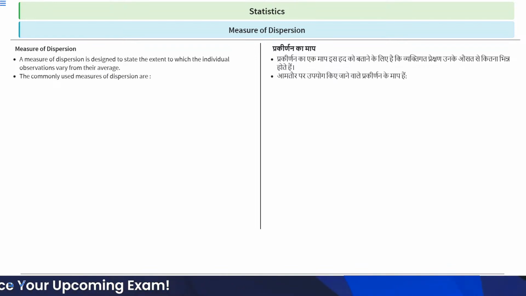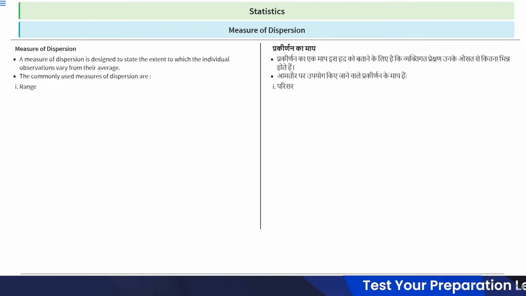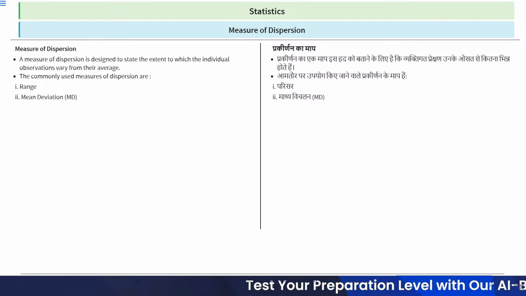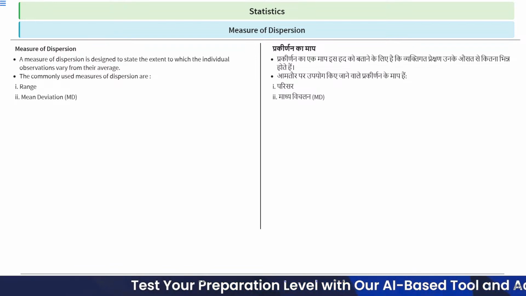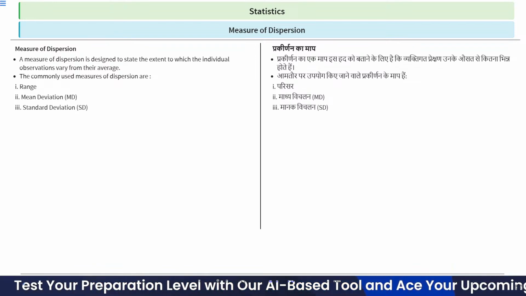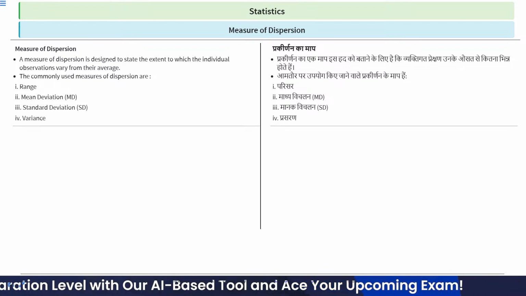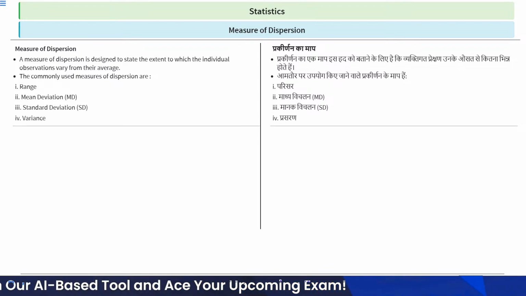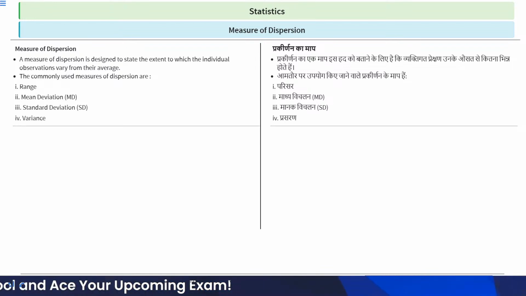The commonly used measures of dispersion are basically: first, range; second, mean deviation, which is called MD; third, standard deviation, which is called SD; and fourth, variance. Clear? So these are basically four types of measures of dispersion.